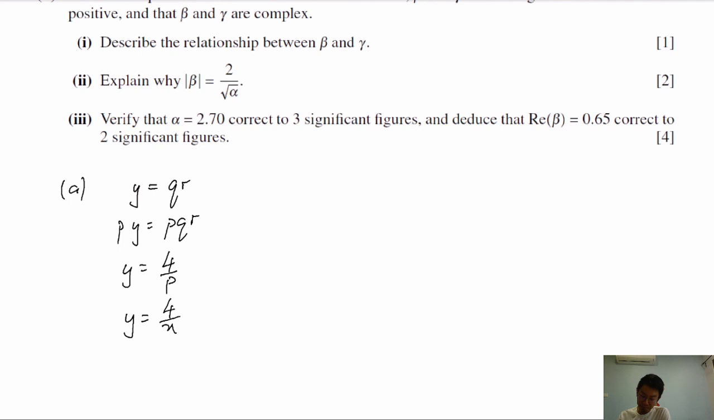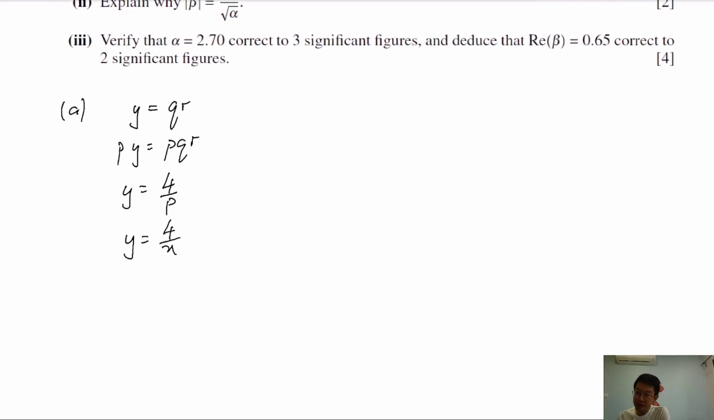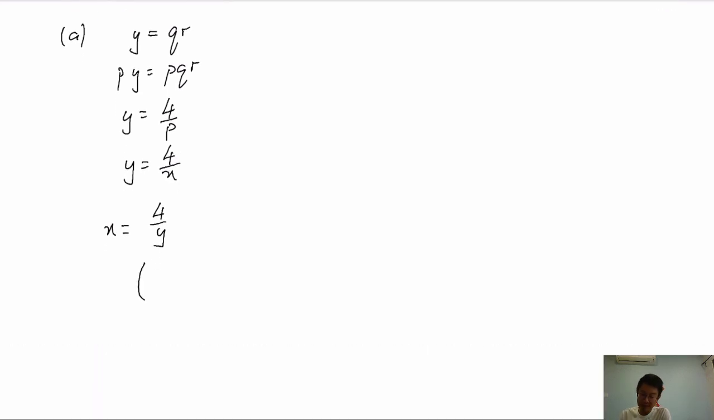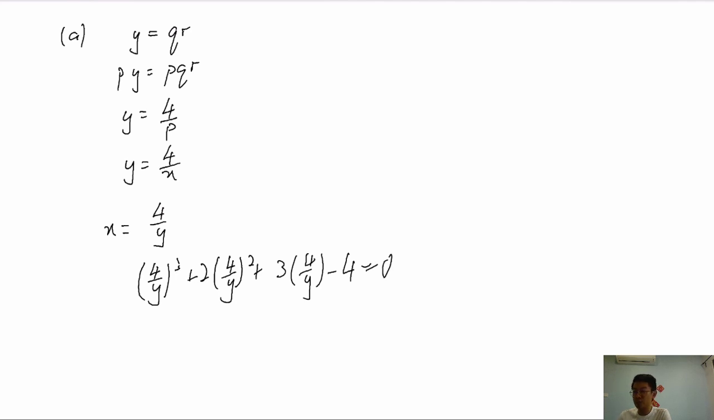Next, how do we actually find the equation in terms of y? We just rearrange. So x equals 4 over y. After that, we just have to substitute this x equals 4 over y into the equation that we have for x. From there it is basically expanding everything carefully, and at the end we should be able to get an answer. So let's check whether you get this answer or not. This would be the answer for question A.